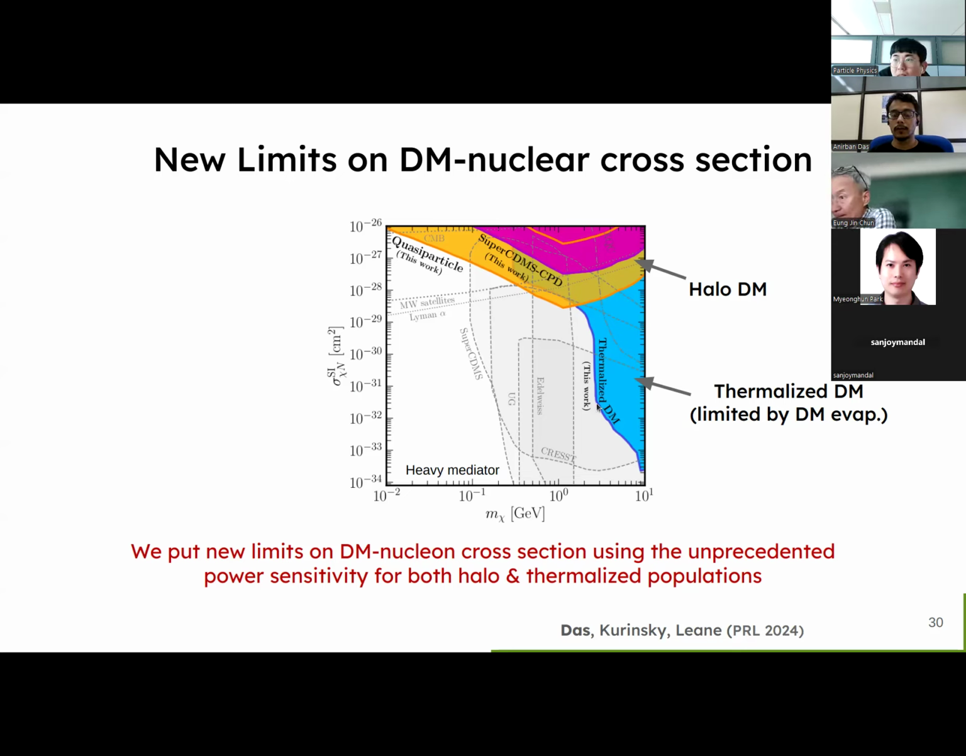What I mean by evaporation is that because it's a captured population of dark matter, if dark matter is very light, then the thermal motion in the environment itself will be large enough to kick these dark matter particles out of the Earth. The final velocity of this dark matter particle will be larger than the escape velocity, and it will just escape to infinity. So you do not expect to see this large population of dark matter for very low mass. That's what's limiting us. Otherwise, we would have gotten a much stronger sensitivity for this population as well. So this is the main result.